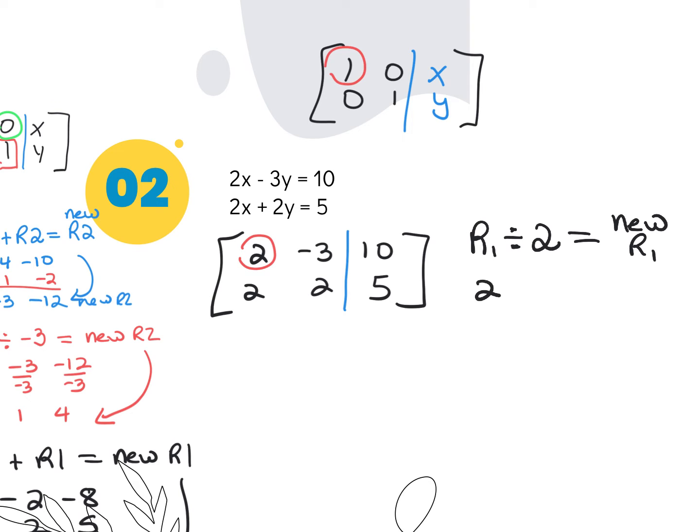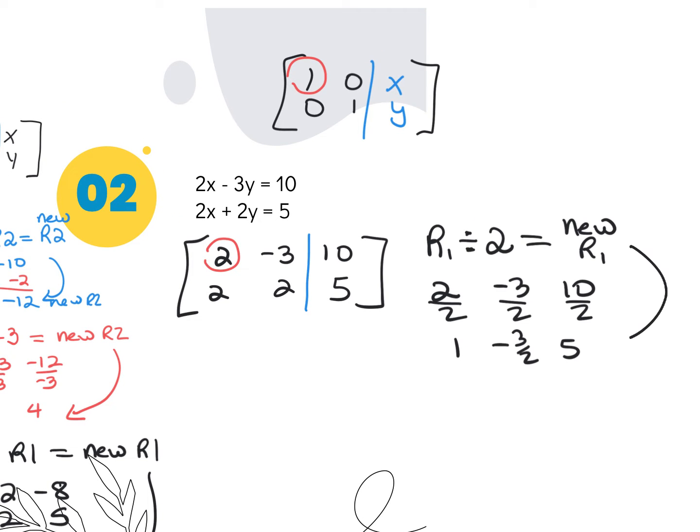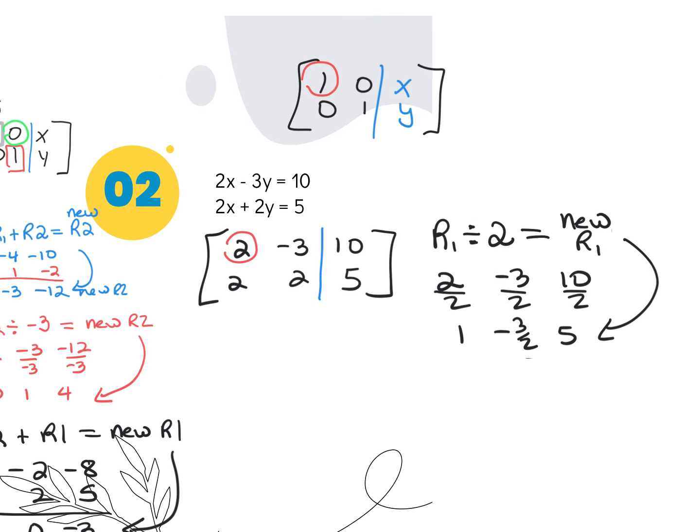So here's my row 1, 2, negative 3, and 10. Divide everything by 2, and I get 1, negative 3 halves. I'm just going to leave it a fraction. And this is my new row 1. So 1, negative 3 over 2, positive 5, and then I'm rewriting row 2. I haven't done any changes to that yet.